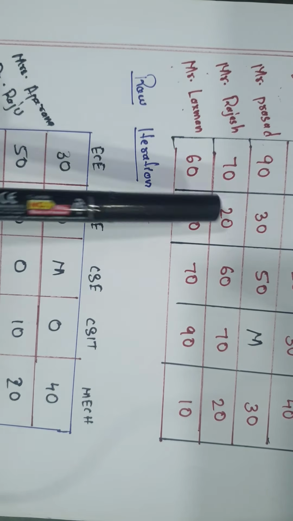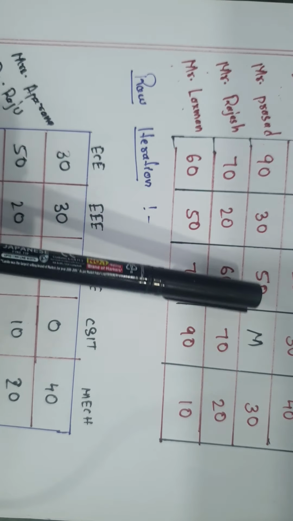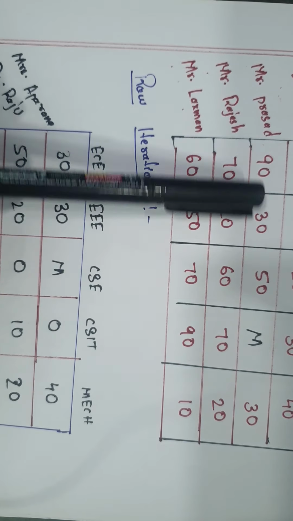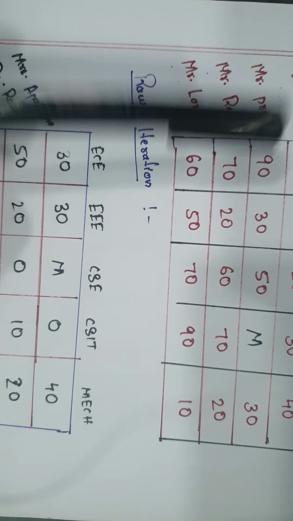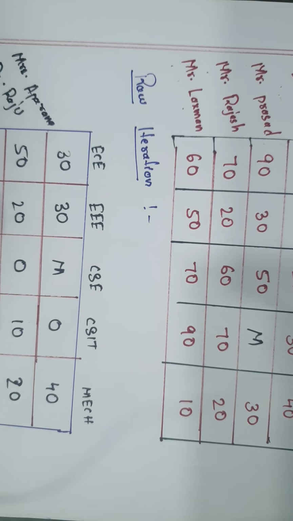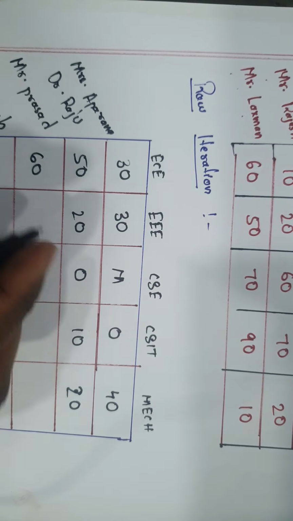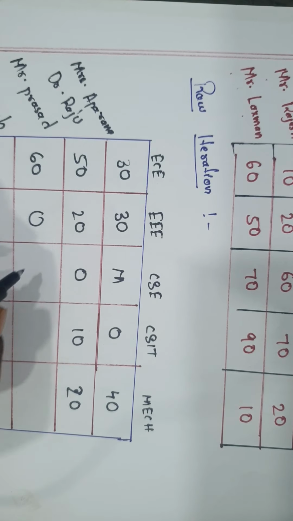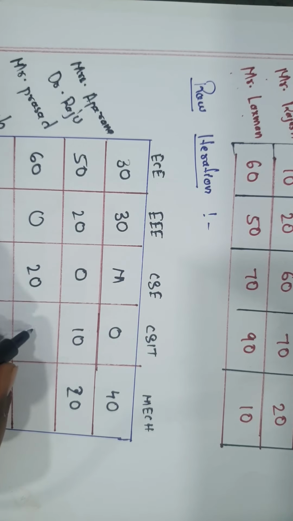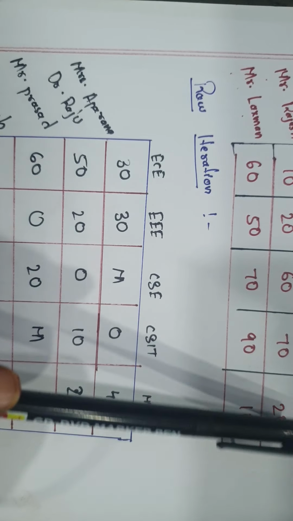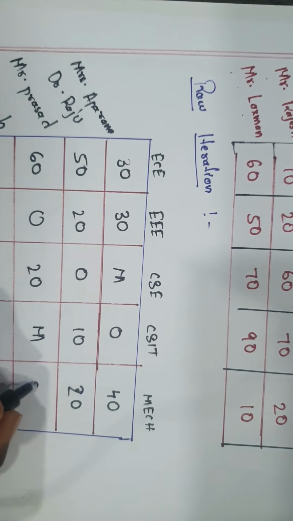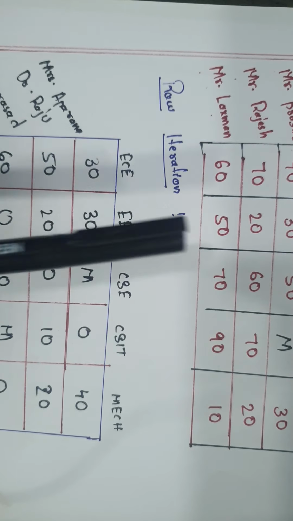And now after that, as you can see, the next row is 90, 30, 50, 30. Which one is the least value? 30. 90 minus 30, how much is it? 60. Next, 30 minus 30, how much is it? 0. 30 minus 30, then this one will become 20, and here 30 is there. 30 minus 30, how much will it be? 0.